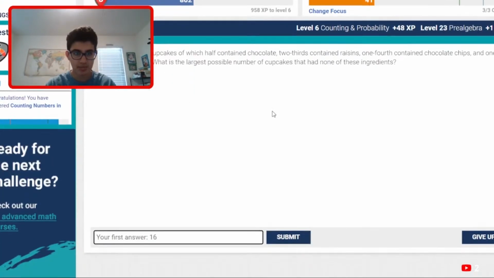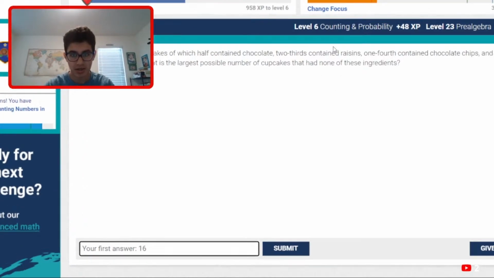Okay, now Venn diagrams. Ellen baked 2 dozen cupcakes, of which half contained chocolate, 2/3 contained raisins, 1/4 contained chocolate chips, and 1/6 contained nuts. What is the largest possible number of cupcakes that had none of these ingredients? Okay, so since I have 4 different things, we could try to make a Venn diagram with 4 different sides, but there's no need to do that. Let's just write it down though.